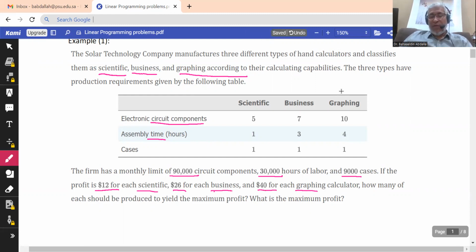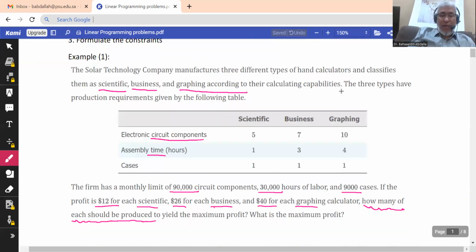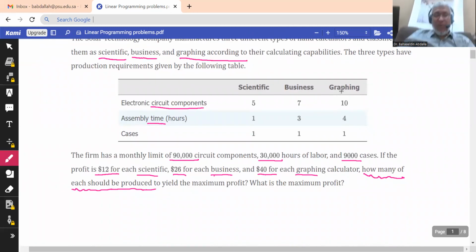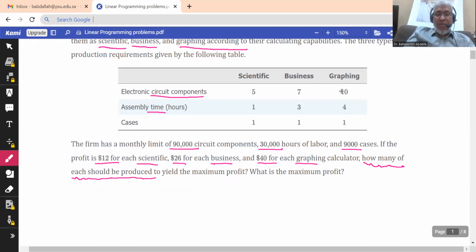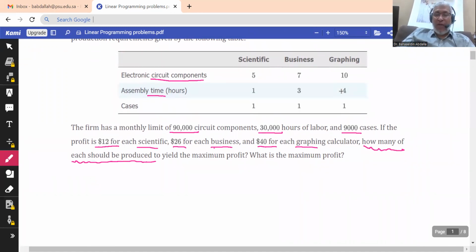And now here comes the question: how many of each should be produced? So this is the question. And this will give you the decision variables. So he is asking about how many of each should be produced. So how many do we have? Each what? Each type. How many types are there? 3 types. So I will have X, Y, and Z.